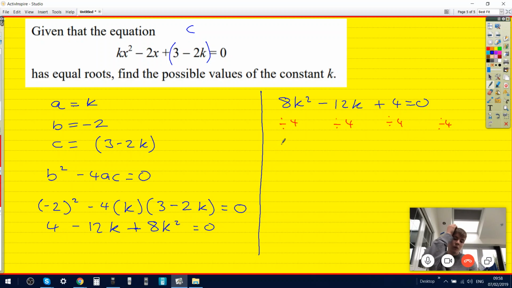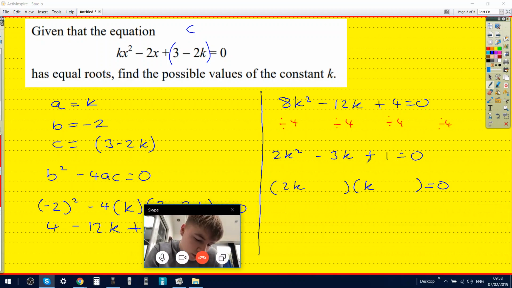You got 2k at the start of one bracket, and then k at the start of the other bracket. So 2k, k, and they have to multiply to make plus 1, the number at the end. And then do they have to make minus 3 as well? So they have to add to make minus 3. Well, basically, what times what will give you 1? 1 times 1. So that has to be 1 and 1. And then you just figure out the signs.